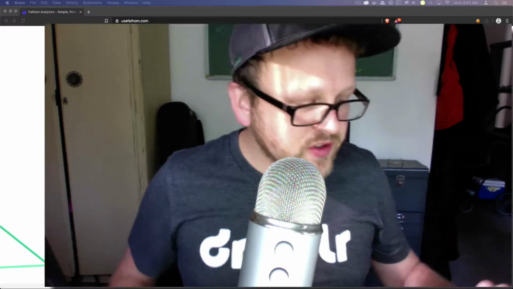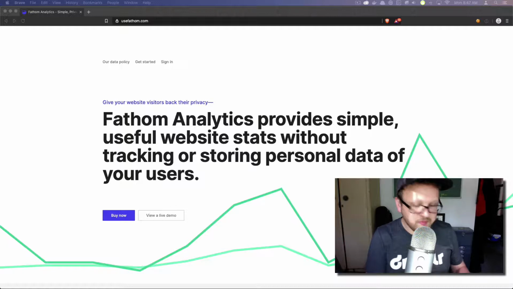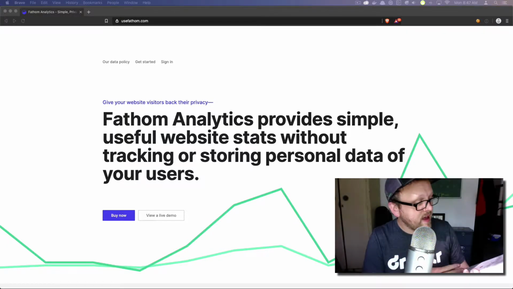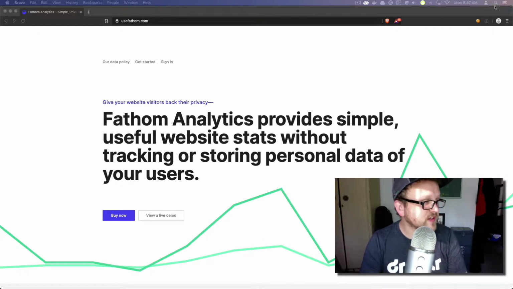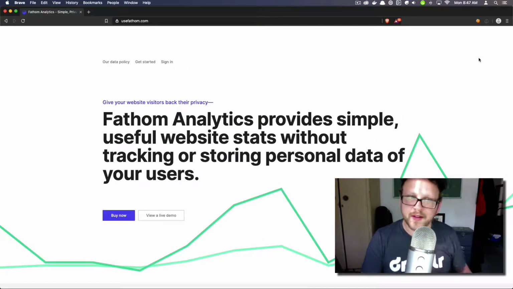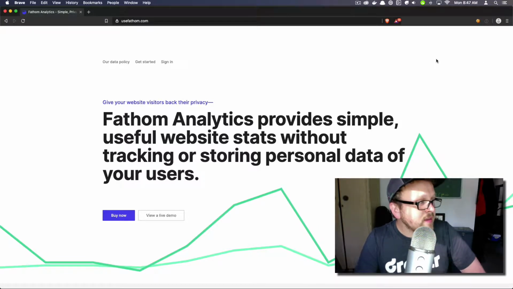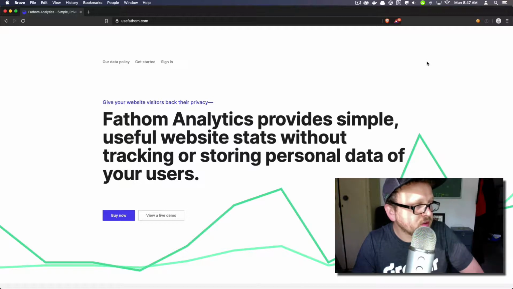The landing page I wanted to go through is Fathom Analytics. First off, this is built by Paul and Jack. I'm a big fan of Paul Jarvis. I read his book, and so hopefully this is received in a spirit of admiration. This is what their headline says: Fathom Analytics provides simple, useful website stats without tracking or storing personal data of your users. And the subheadline is: give your website visitors back their privacy.